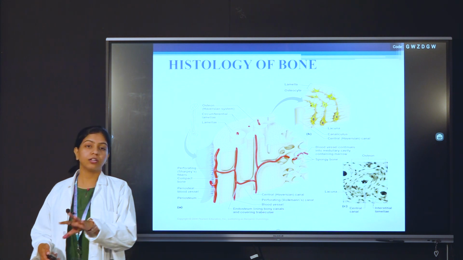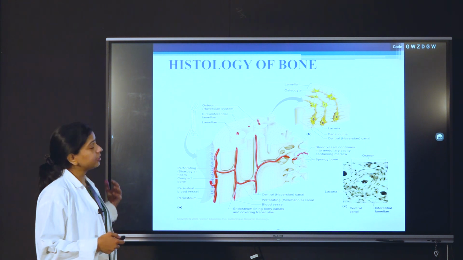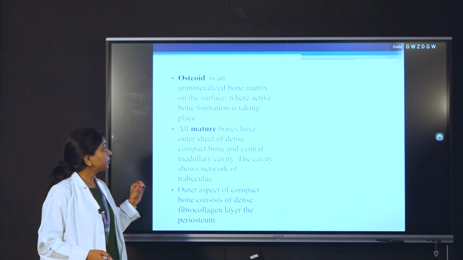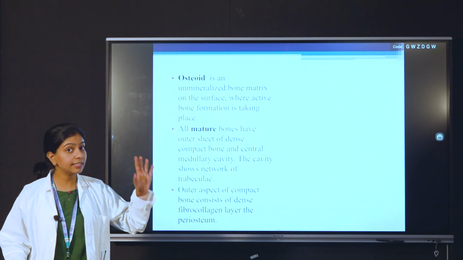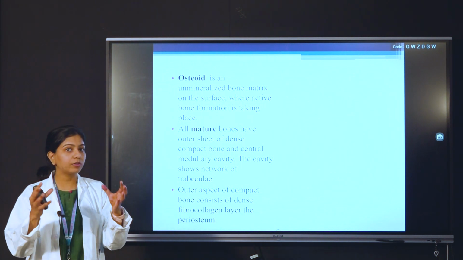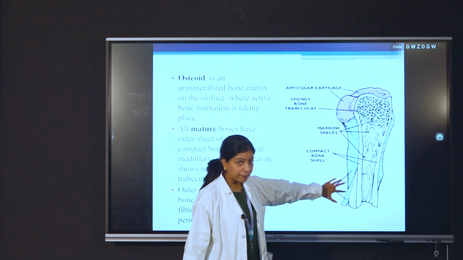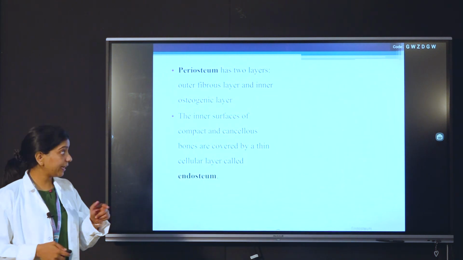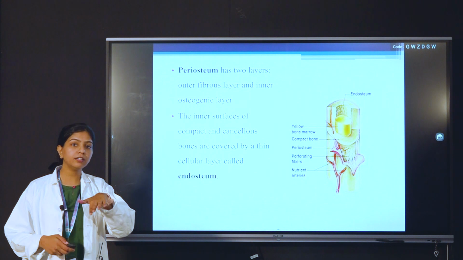So after we talk about the parts of the alveolar bone, you should know how it appears histologically. So talking about the histology of bone, now osteoid is an unmineralized bone matrix on the surface where active bone formation is taking place. Osteoid is an immature bone. Now all mature bones have a central medullary cavity and outer compact bone. Now the outer compact bone consists of an outer layer, that is the periosteum, and the inner layer which lies by the medullary cavity, that is the endosteum. Again, periosteum has two layers, okay? An outer layer which is the fibrous layer and the inner layer which is the cellular layer.